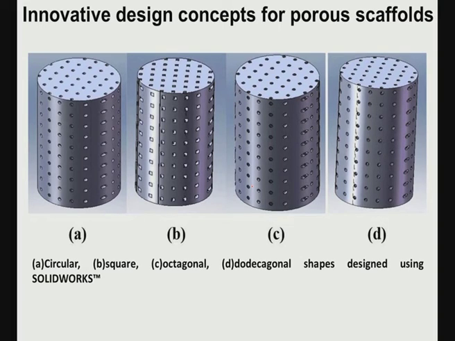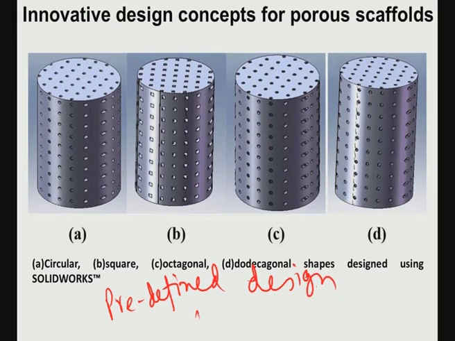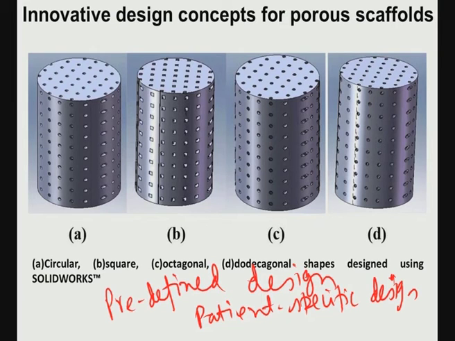The first thing is how to conceptualize the design aspect at the beginning. This design can be a predefined design or it can be patient specific CT data. Let me repeat it. Predefined design you can just get, or it can be a patient specific design. Patient specific design means that from the diseased part where you want to put your implant, you can get the CT data from that implantation site.